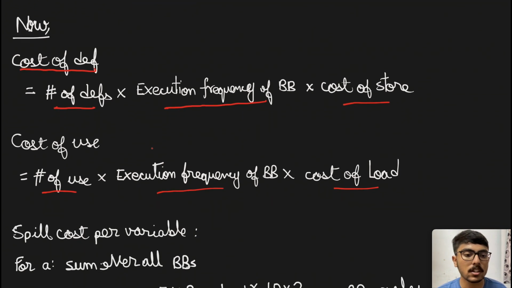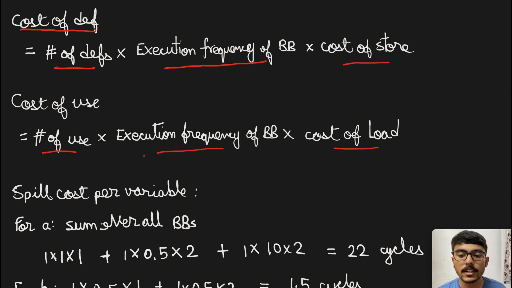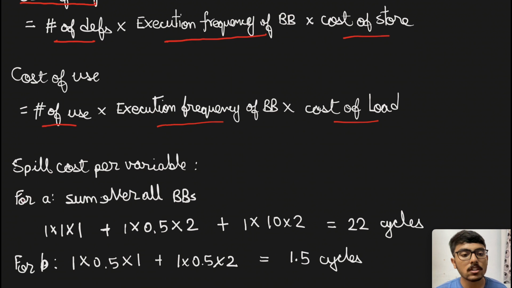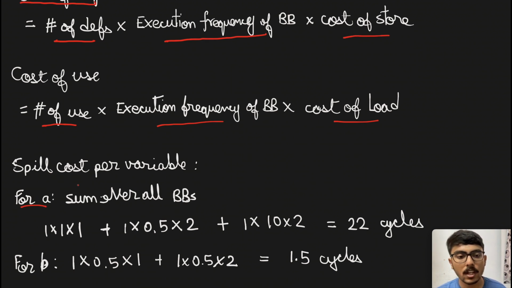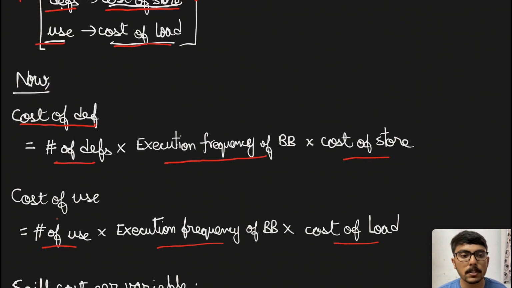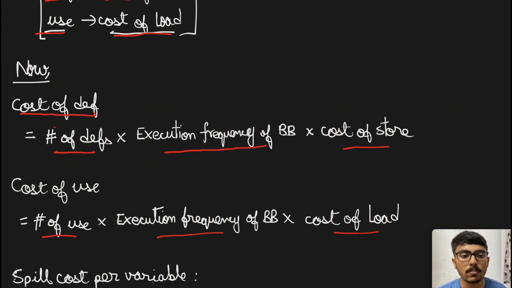So now we'll come to the next part. Since this will be calculated per variable, each variable will have its own spill cost, so we'll calculate it. First for the variable A, we will sum the spill cost over all the basic blocks, because each basic block will have its own defs and use, right? So we'll need to add up that for each basic block. So let us consider the first basic block. So in the first basic block, what we need to find is the cost of defs, right? So number of defs into execution frequency of BB into cost of store.